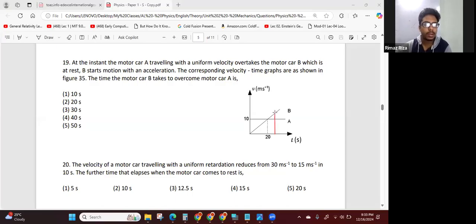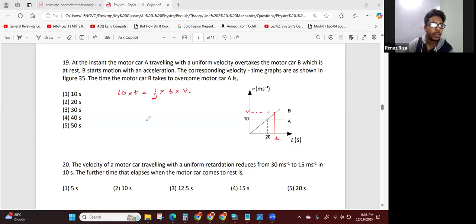Okay, so I consider some time t when B will overtake A. The distance traveled by A is 10 into t. This is the same as the distance traveled by B, which is half into t into V.